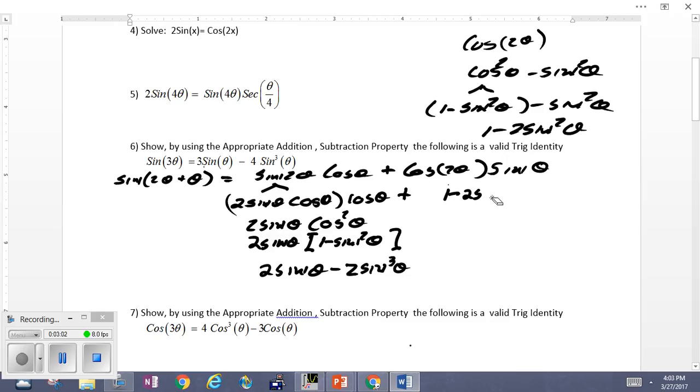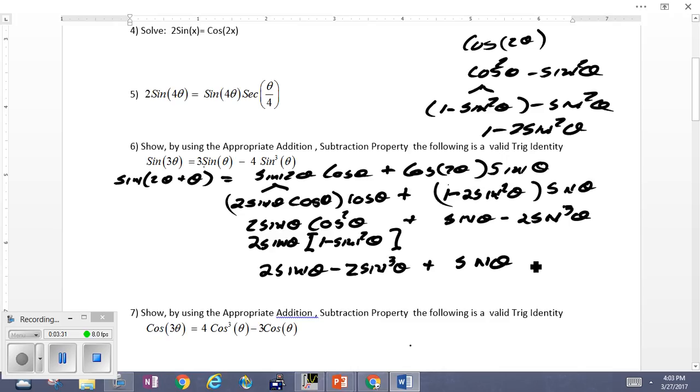Let's write that down a little neater. 1 minus 2 sine squared of theta times the sine of theta. When I distribute that, with a plus between them, I get the sine of theta minus 2 sine cubed of theta. And that is just going to be brought down here as a sine of theta minus the sine cubed of theta.